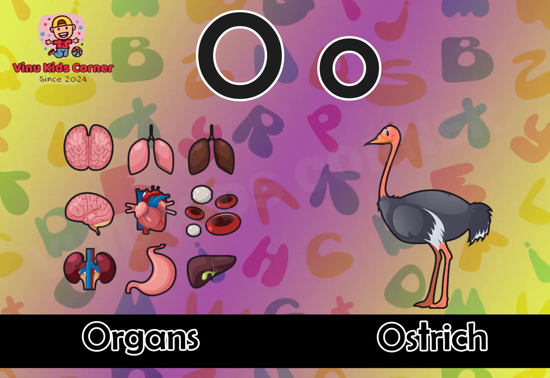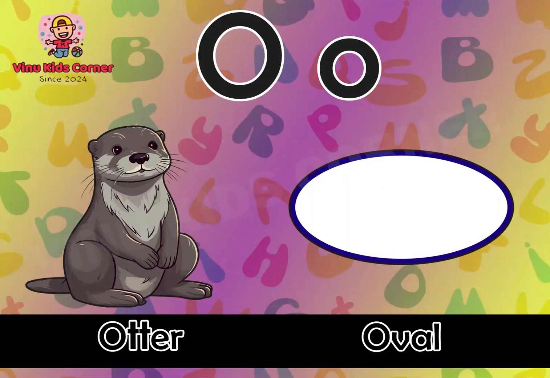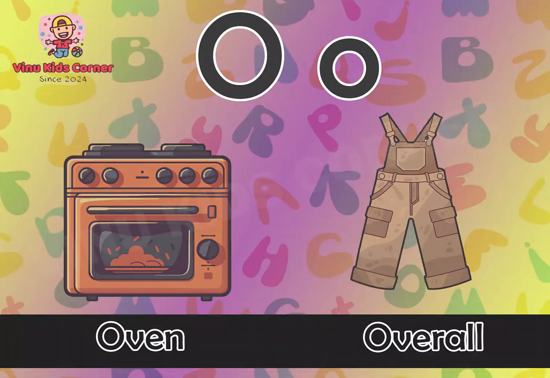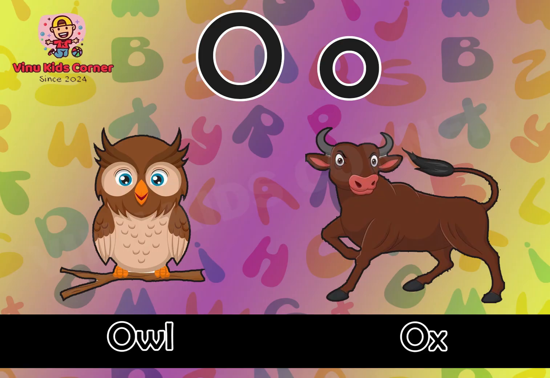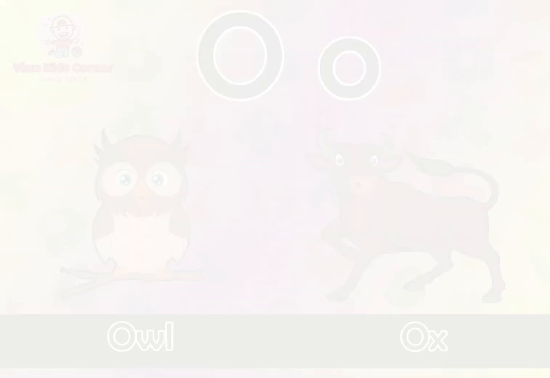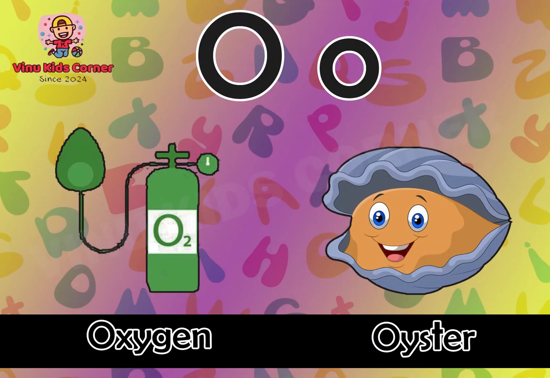O is for ostrich. O is for otter. O is for oval. O is for oven. O is for overall. O is for owl. O is for ox. O is for oxygen. O is for oyster.